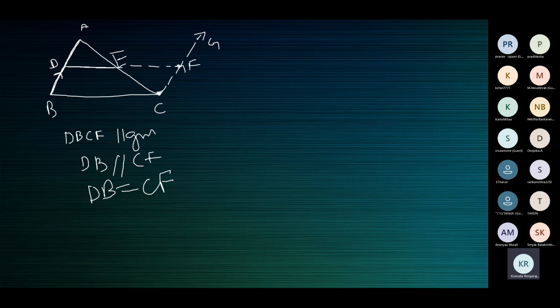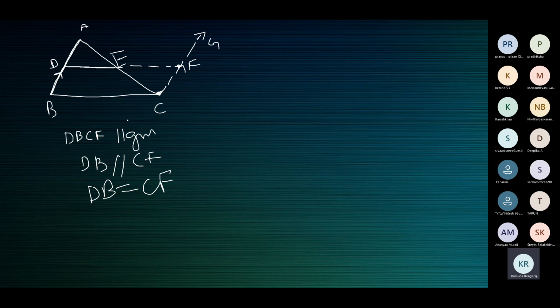So the criterion we are using is, in a quadrilateral, if one pair of opposite sides is parallel and equal, then it is a parallelogram. If you prove that DB is parallel to CF and DB is equal to CF, then DBCF is a parallelogram. But DB parallel to CF is already known to us by construction. So the only result we have to prove is DB is equal to CF.